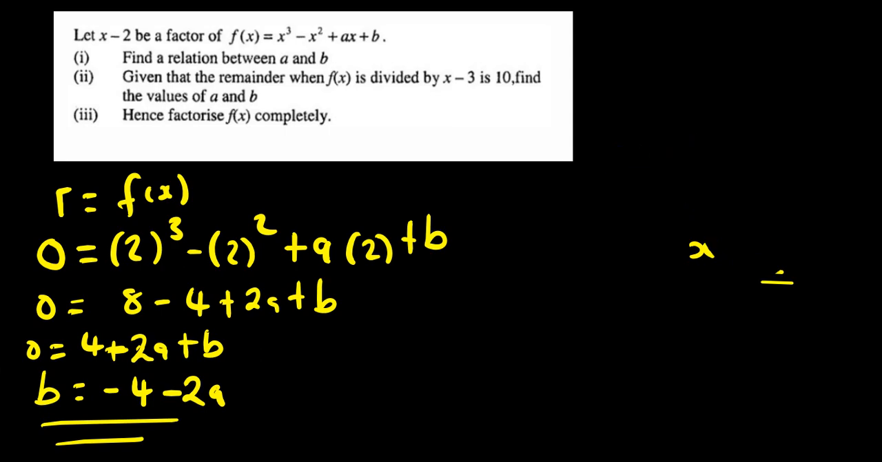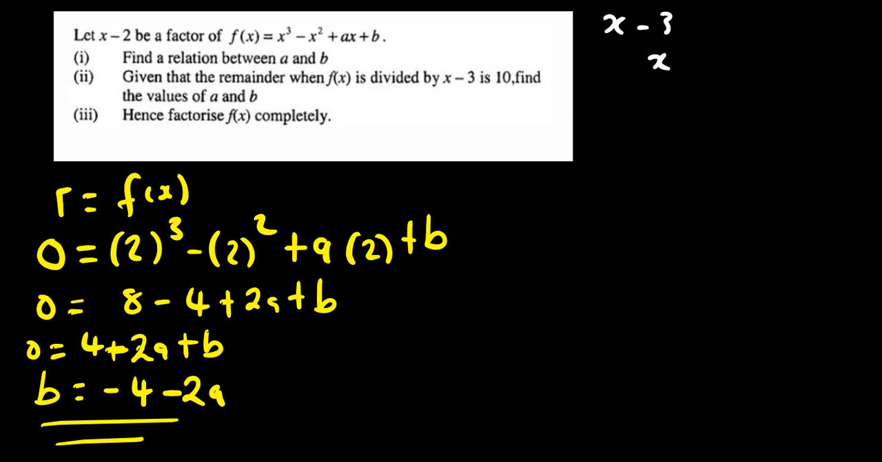Okay, allow me to wrap there. So how are we now going to approach this one? They've told us the remainder when f of x is divided by x minus 3 is 10. Find the values of a and b. So it's going to give us a remainder of 10. This is linear as well, so what are we going to do? x minus 3 is also linear.